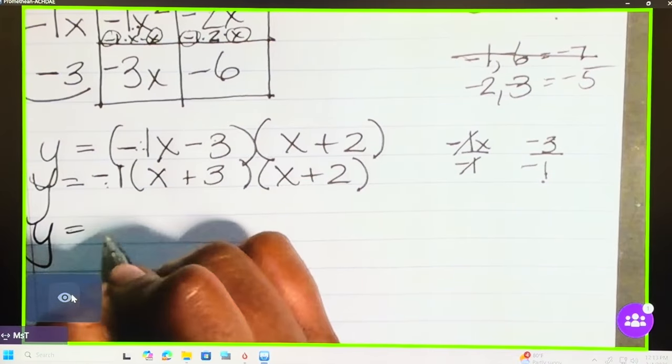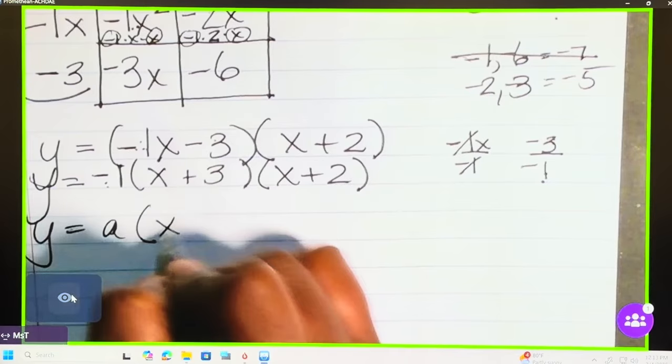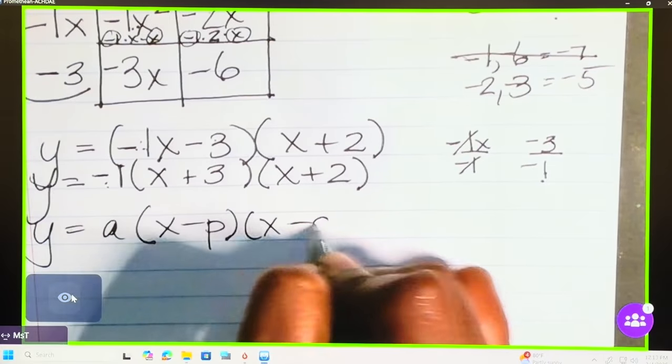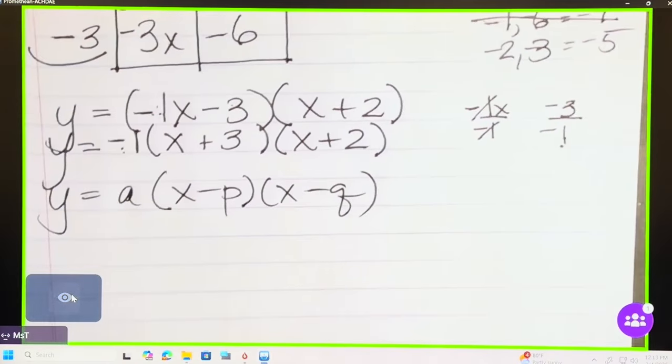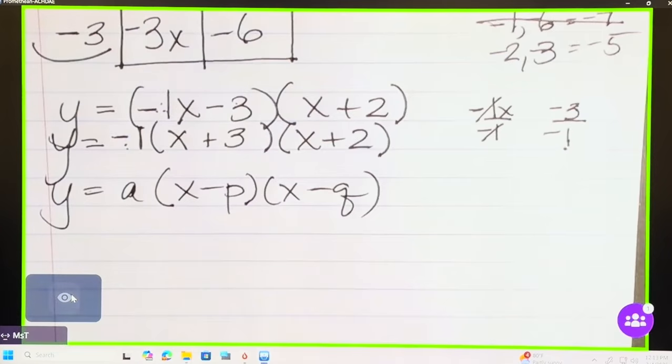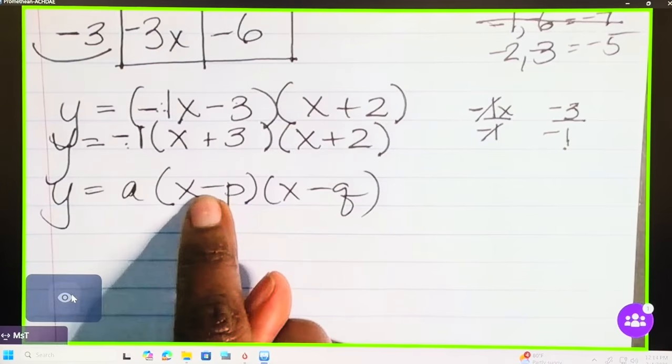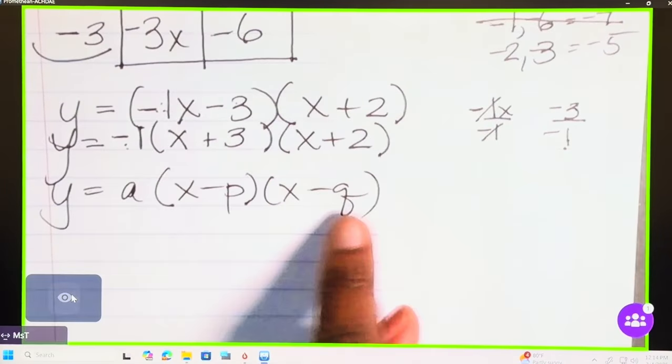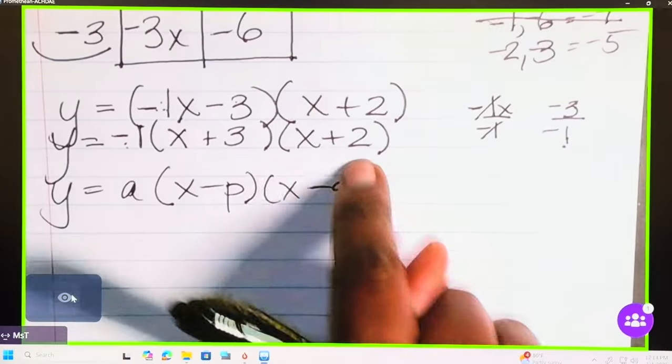Y equals a times x minus p times x minus q. What form of a quadratic function is this? Factored form. And what does factored form give us? It always gives us our solutions. It gives us the roots. It gives us those x-intercepts, right? Where are they, Miss Stampley? Your p is going to be the opposite of what you see here. Your q, which is your other solution, is the opposite of what you see here.